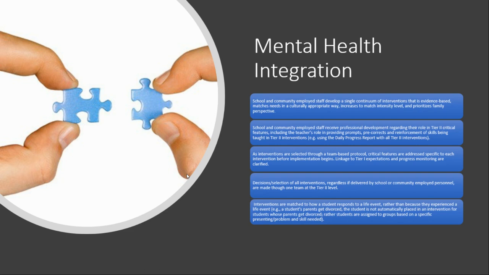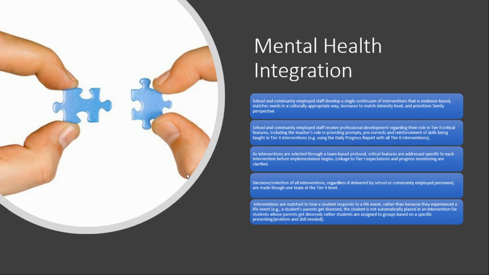Decisions and selections of interventions, regardless of whether delivered by school or community employed personnel, are made through one team at the tier 2 level. So that tier 2 team is going to be responsible for determining what interventions are put in place. They're going to be evidence-based interventions. They're going to be researching those various interventions to ensure that they have some data to show that they work. Interventions are matched to how a student responds to a life event, rather than because they experienced a life event.